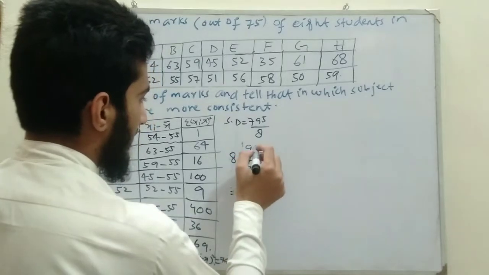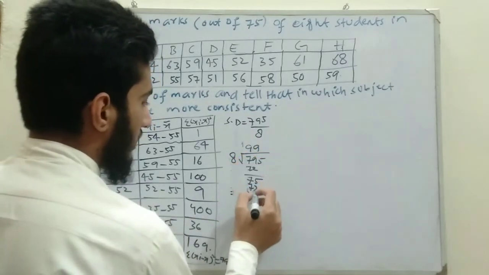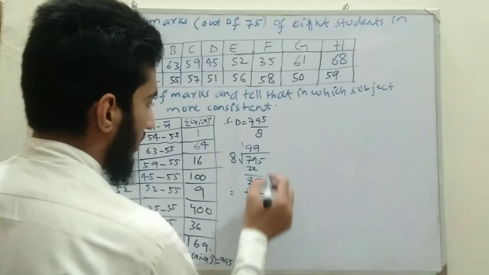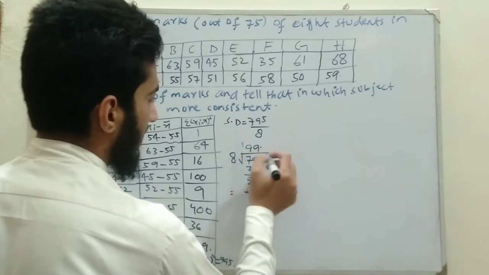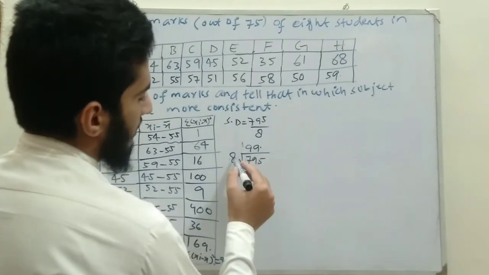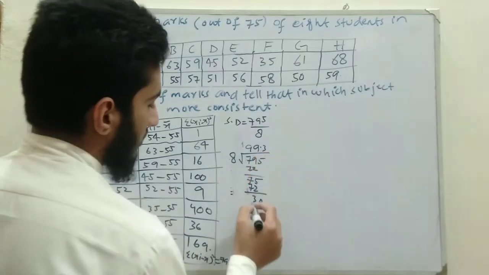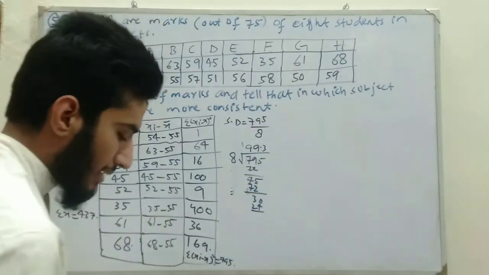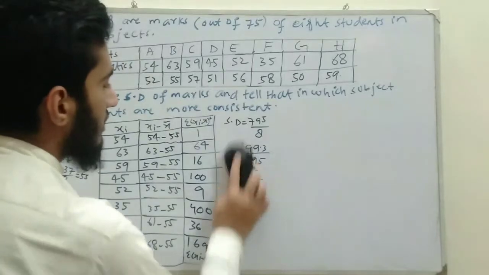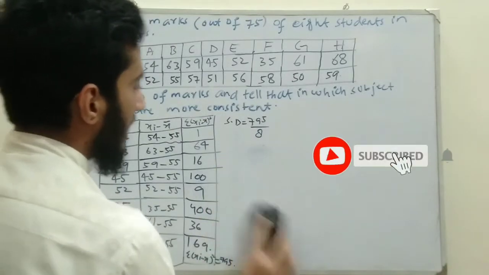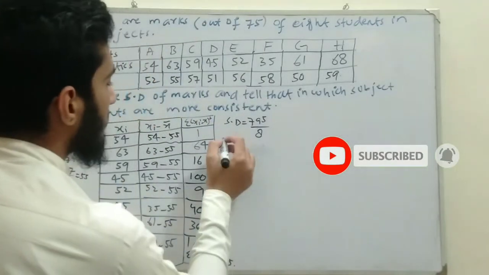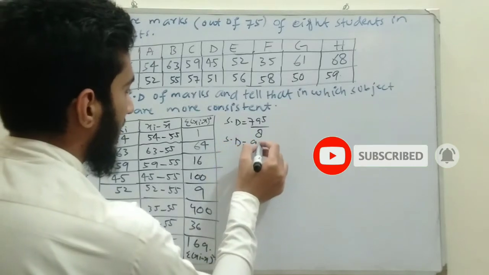So 8 multiply 9 gives us 72, and after this we have 30, and then a decimal point. 8 multiply 3 gives us 24, and after this move on to solve this. So it gives us a standard deviation of 99.3. So the answer for the mathematics student is standard deviation equal to 99.3.